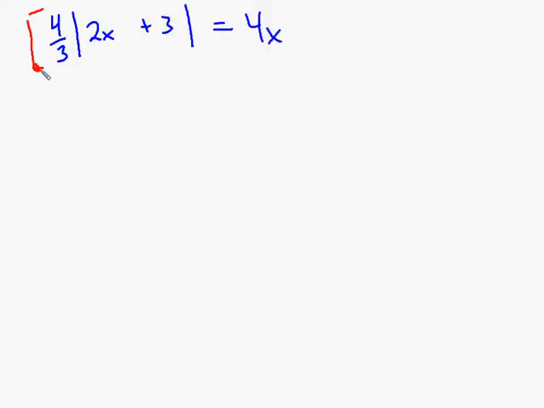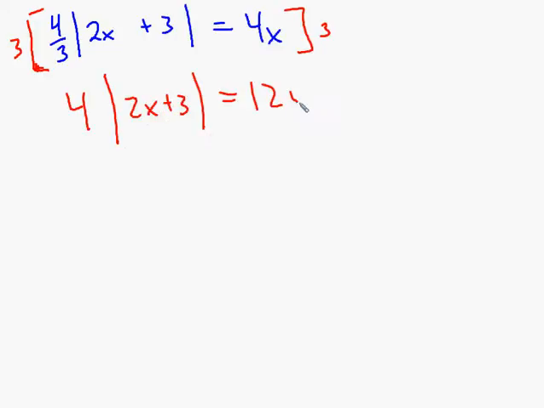Multiply by 3. That's going to clear our fraction. So we get 4 absolute value 2x plus 3 equals 12x. Now what? Now you have to divide by 4. Yep, divide by 4. I'm noticing how the honors have no idea what to do and everyone else does. That is so true. Okay, now I have the absolute value piece alone.